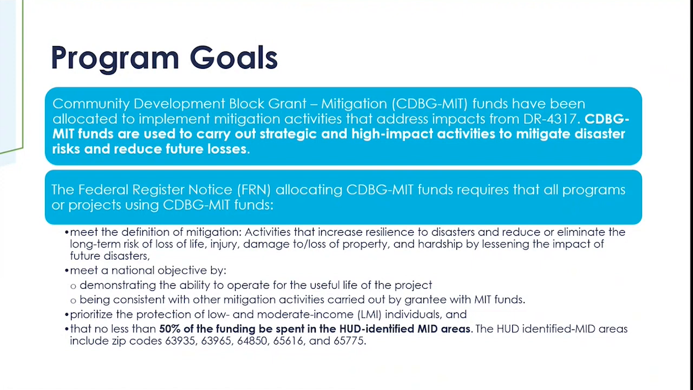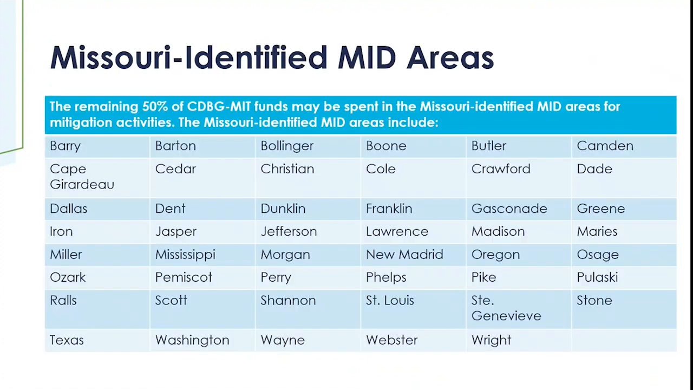Here, under this category, they're looking at 50% of the funds being directed at the MIT areas versus the 80%. So the 55 eligible counties have access to 50% of these funds in their applications. The next slide shows those 55 counties where the other 50% may occur. Again, then the 50% is focused on the 5 zip codes.